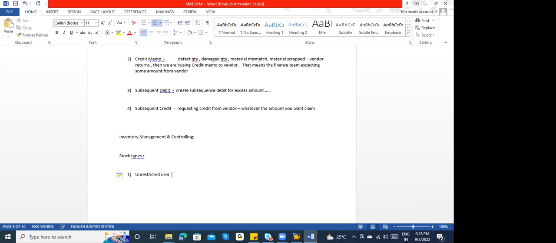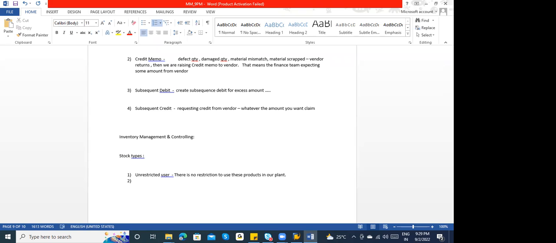What do you mean by unrestricted use? There is no restriction to use these products in our plant. That means you can sell these products, you can do manufacturing, you can consume the products or use them for any other purpose. These unrestricted products are the real-time available quantity without any damage. So these products are called unrestricted use stock. We can use this product for anything, there is no restriction.